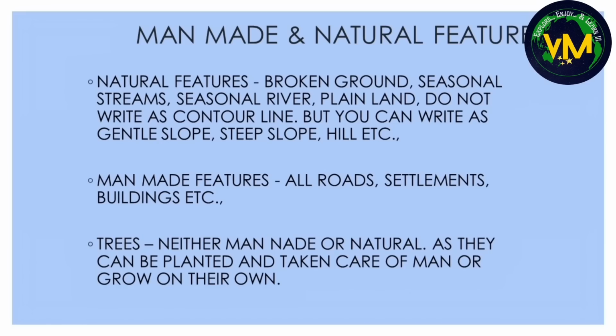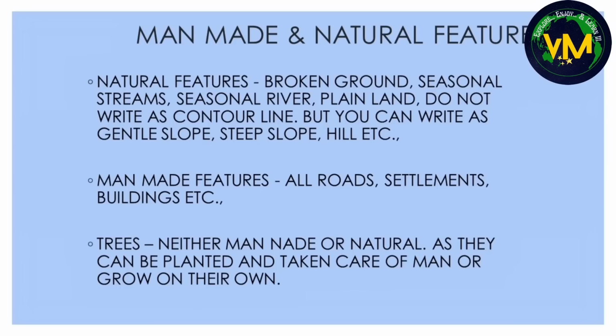Man-made and natural features. Natural features may include broken ground, seasonal stream, seasonal river, plain land. Please don't write contour lines, but you can write what the contour line is representing, like hill, gentle slope, steep slope, etc. And man-made features, all the man-made features can be written. All the types of roads, settlements, all the kinds of buildings like Chhatri, Mandir, Public Works Department, hospital, dispensary, etc.